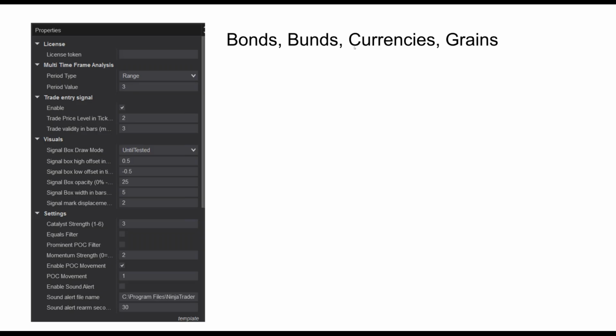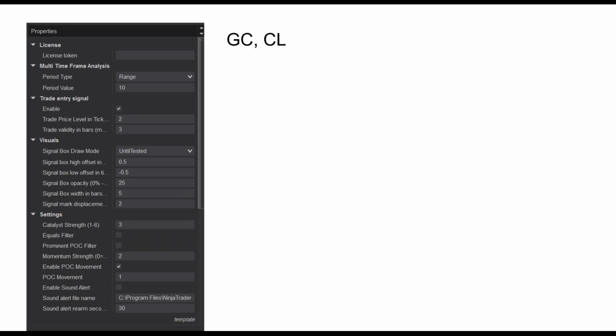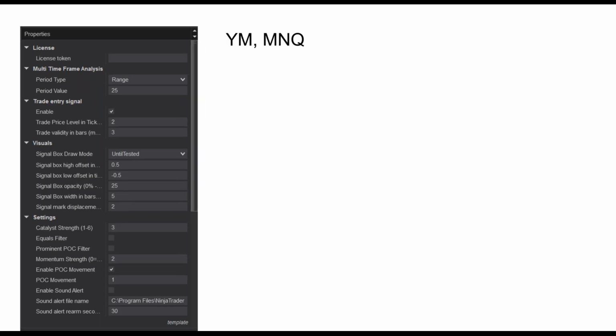But for bonds, currencies, grains, in addition to the underlying market default settings, I have PLC movement set at 1. Try a range-based chart with a period value of 3. If it's like gold or crude, 10 range, the same catalyst strength, momentum strength, PLC movement. If it was something like YM or NQ, try a 25 range. Unfortunately, that's the market conditions that we're in right now due to the volatility.